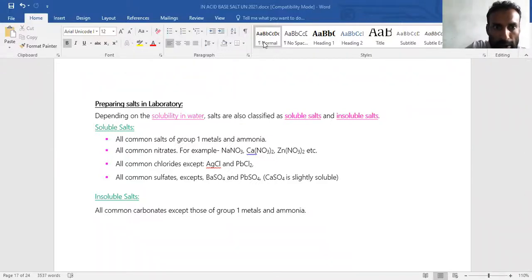So before you go for describing or studying how you will make salt, initially you will have to be able to identify whether the salt is soluble or insoluble. So I'm going to show you a note here. This is the note you see here. At the beginning, you see two types of salt: soluble salt and insoluble salt. Read which salts are soluble. You get a minute to go through only the soluble salts.